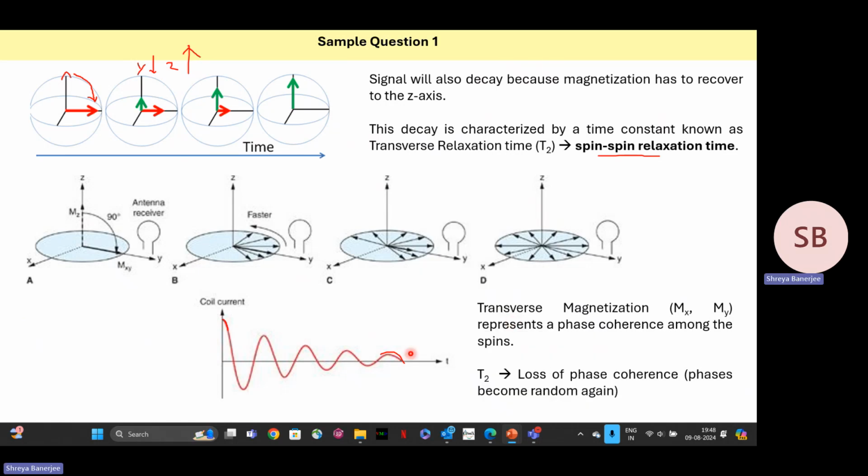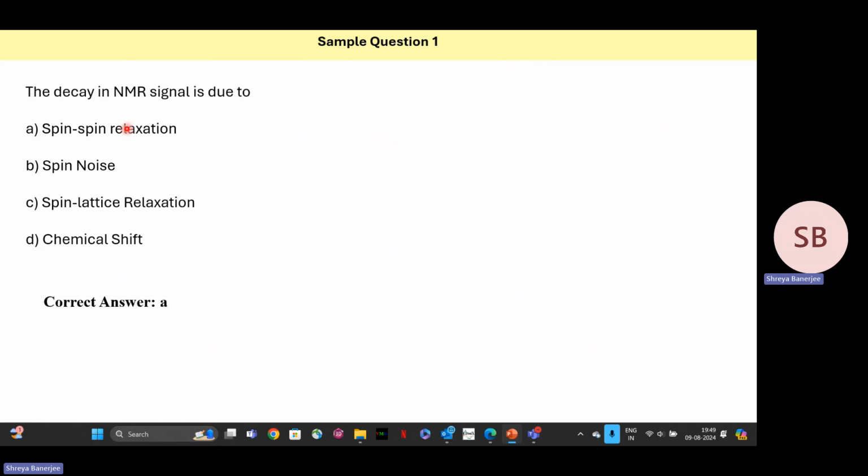So FID is basically your NMR signal, and according to the spin-spin relaxation time, FID is gradually becoming zero, because spin-spin relaxation time is the time that it takes for the magnetization to go back to the Z-axis. And once magnetization is in the Z-axis, FID will be zero because your detector in the Y will not detect anything. So the spin-spin relaxation time is what is allowing the spin to go back to the Z-axis and causing a decay in the NMR signal. So the answer is that decay in NMR signal is due to spin-spin relaxation, that is A.